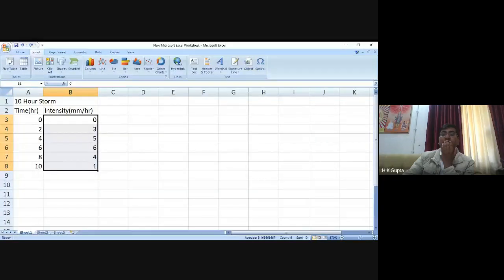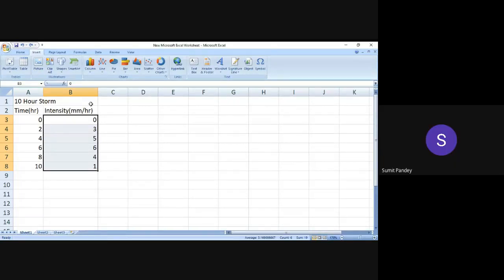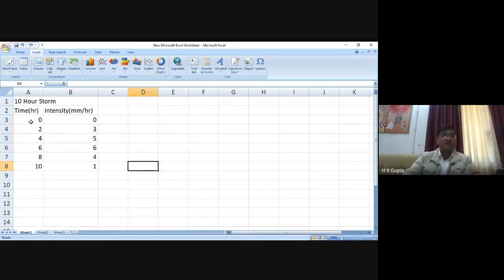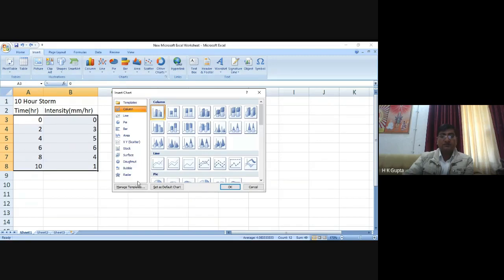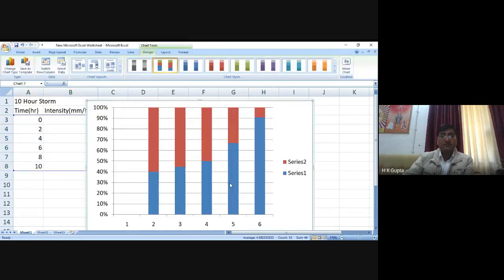Is it visible now? Can you see? Yes, it is visible now. So when you have this type of data, in first, second hour, this is the intensity. In second to fourth hour, this is the intensity. So you can plot like this. I was trying to plot. Why it is not coming? It should simply come.